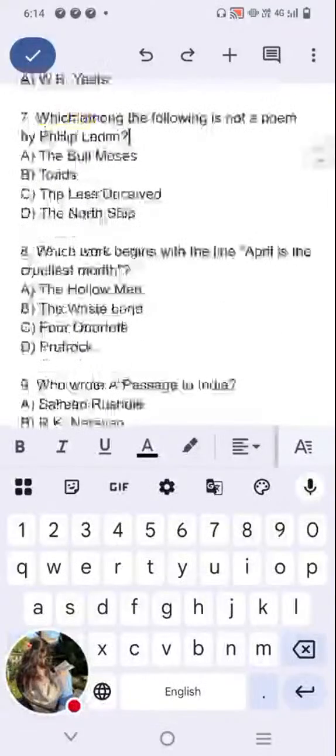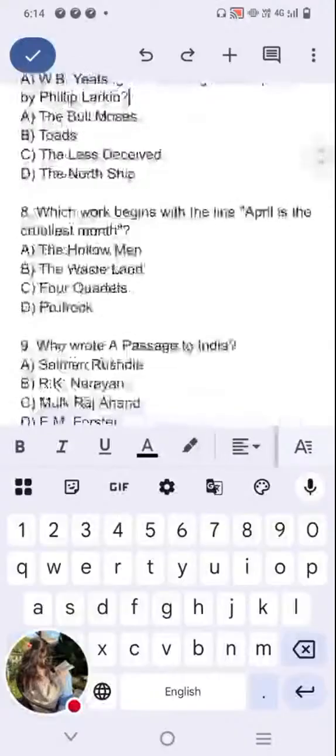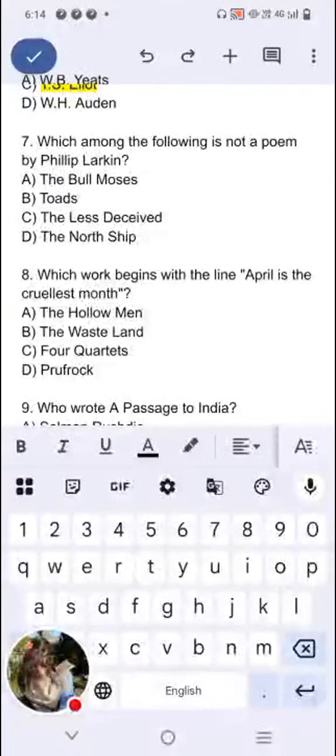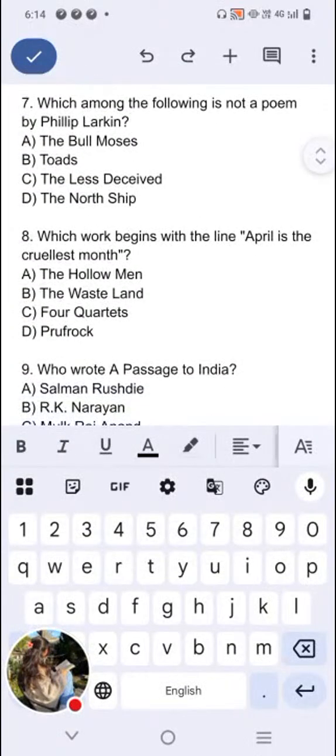Next question. Which among the following is not a poem by Philip Larkin? Note that I'm not asking which is a poem. I'm asking which is not a poem. So option A, The Bull Moses. Option B, Toads. Option C, The Less Deceived. Option D, The North Ship. Which do you think is not a poem written by Philip Larkin?